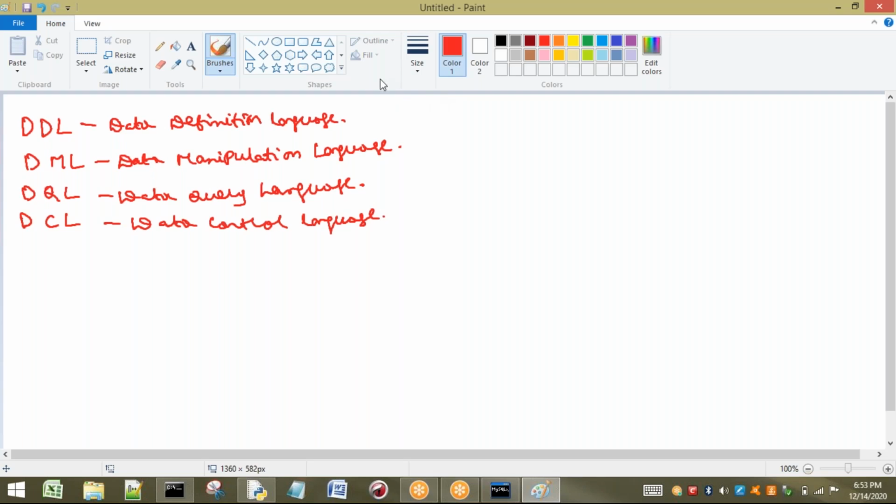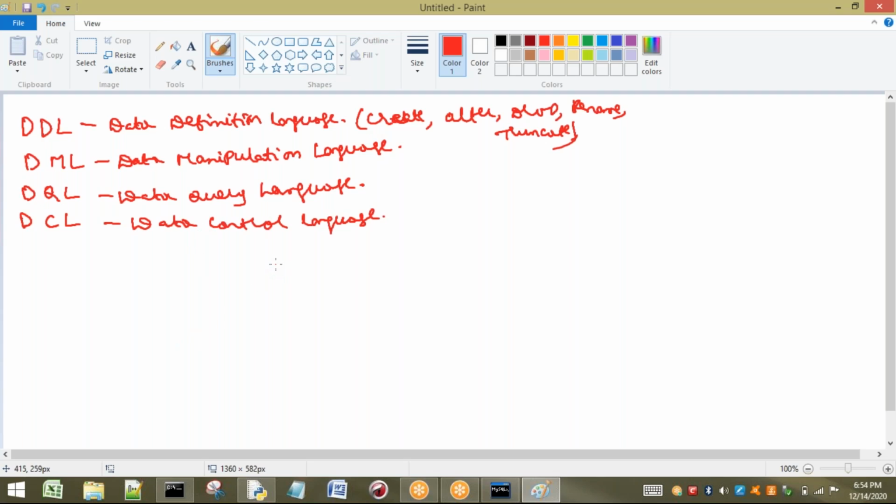First one is data definition language. By using these types of commands, we are going to define the structure. For example, we can take commands like create, alter, drop, rename, and truncate. So these are called data definition language. These are the commands we can use for defining.